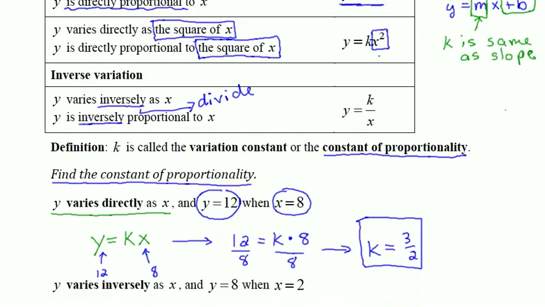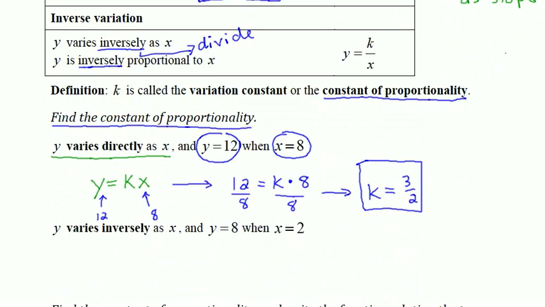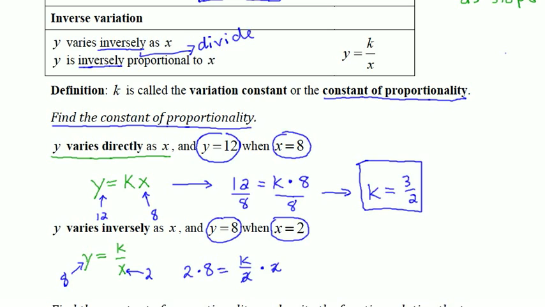So coming down to this next question below, we're told that y varies inversely as x. This tells us that the relationship y equals k over x is satisfied. And then we're asked to find the variation constant, or the constant of proportionality, when y equals 8 and x equals 2. So plugging those in, 8 for y, 2 for x, gives us 8 equals k over 2. And we multiply both sides by 2 to solve for k, which gives us k equals 16.